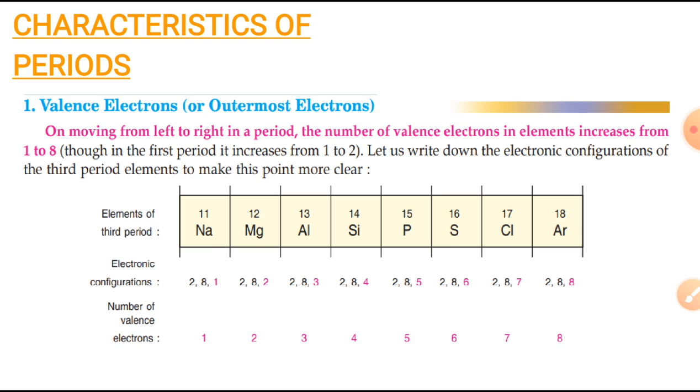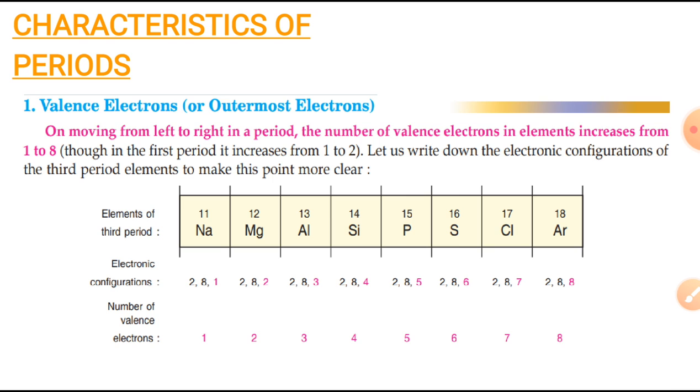Look, in this chapter previously we got introduced to the modern periodic table. Now we will study the trends in the modern periodic table. In this table, students, some properties show a regular trend when we move along a period from left to right or in a group from top to bottom. So these properties will be discussed by us.